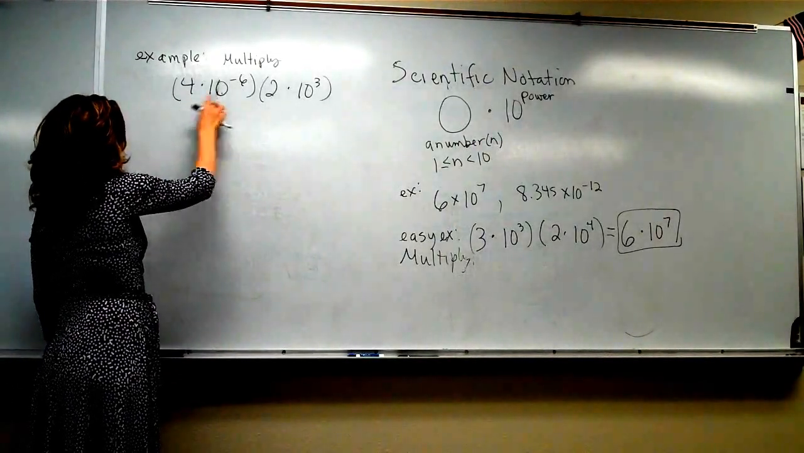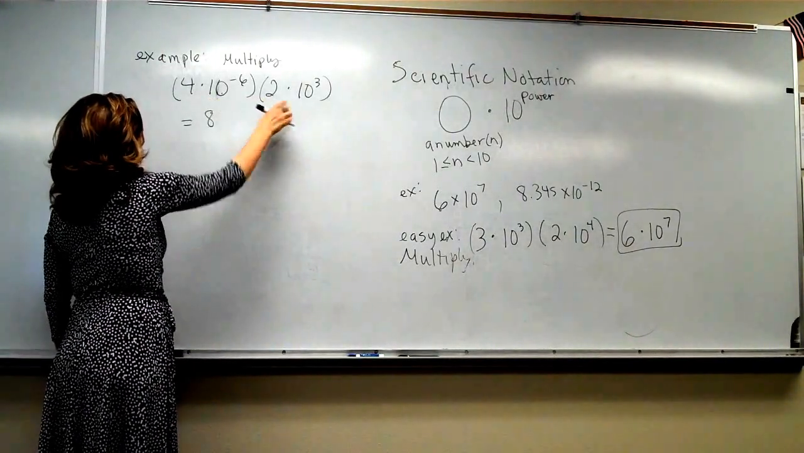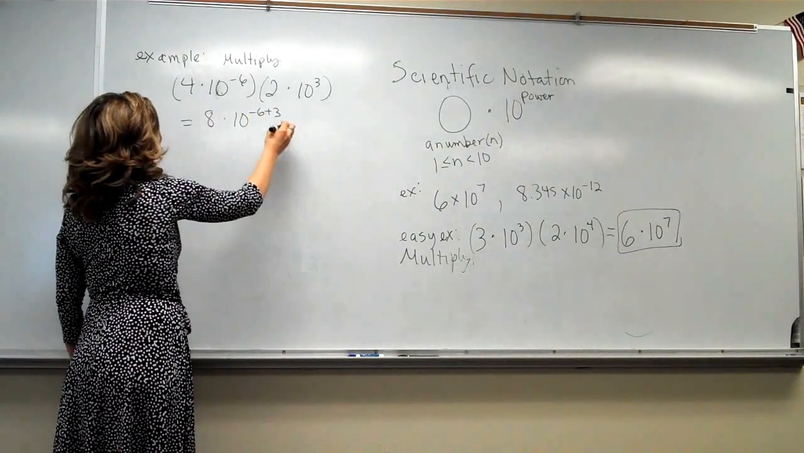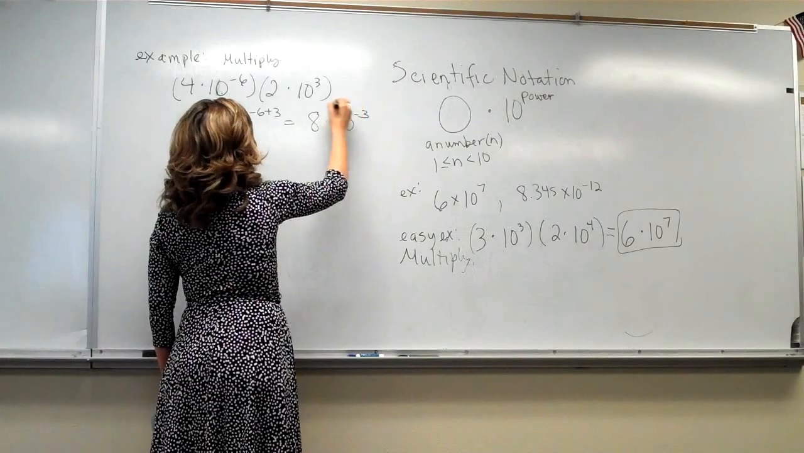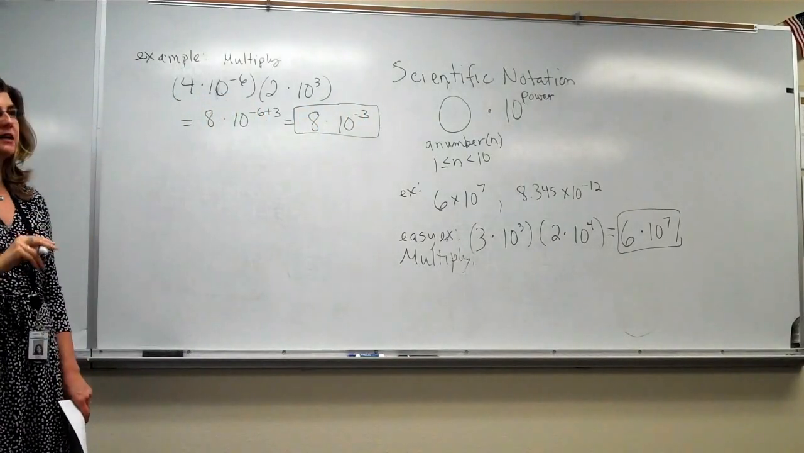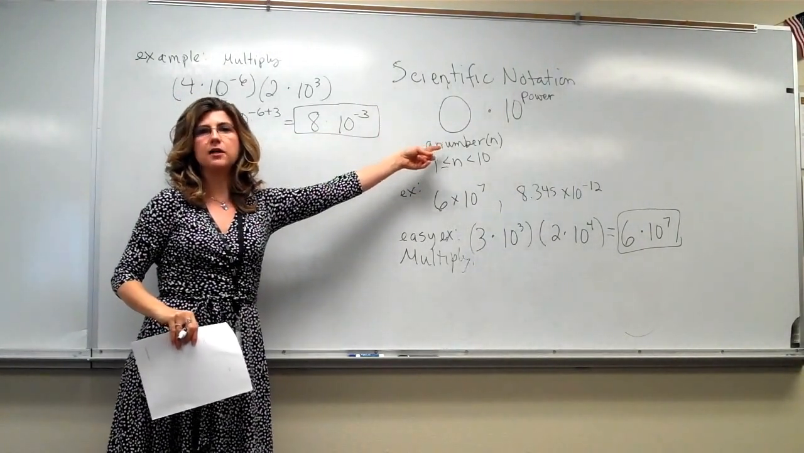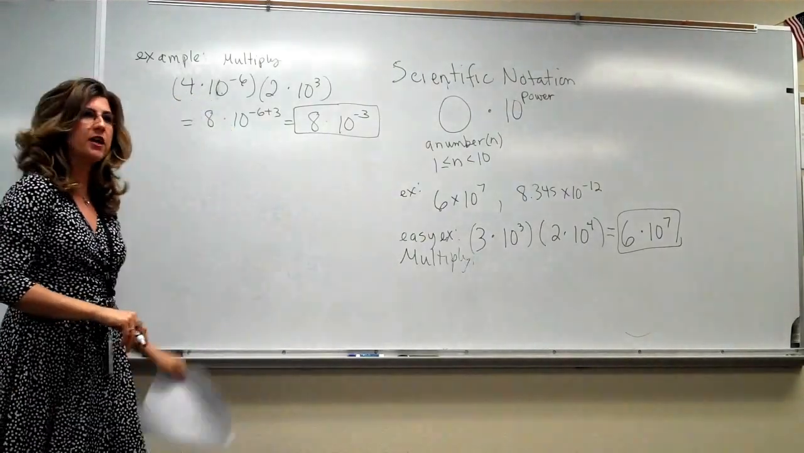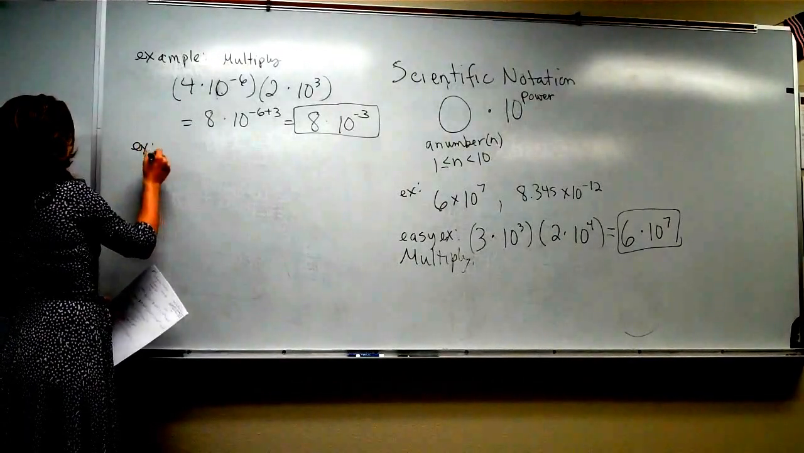Now, if we have 4 times 2, we get 8. 10 to the minus 6 times 10 cubed is 10 to the minus 6 plus 3, or 8 times 10 to the minus 3. These are 2 easy examples, and the reason they're easy is that we need a number here to be between 1 and 10, including 1 and not including 10. But look, 8 and 6 are between 1 and 10, so we didn't have to work very hard for those. Let's look at another example where we do have to work a little harder.